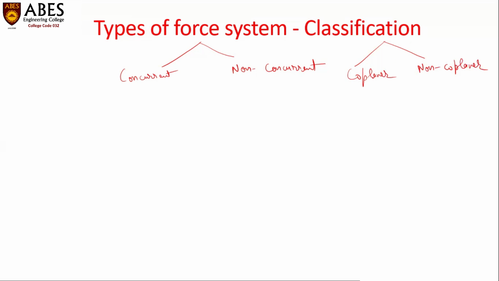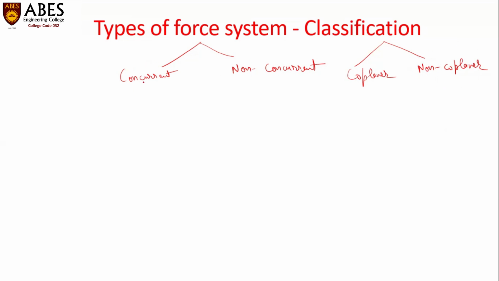Coplanar forces are those forces in which the complete vectors of all the forces in that system lie in a single plane. The forces are acting in a single plane only. That type of force system is called a coplanar force system. And just opposite, if there is at least one force having a direction outside or inside the plane, meaning the lines of action of different forces are not in a single plane, that type of force system is called a non-coplanar force system.